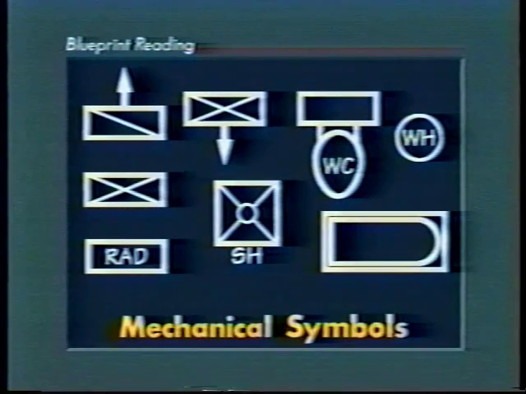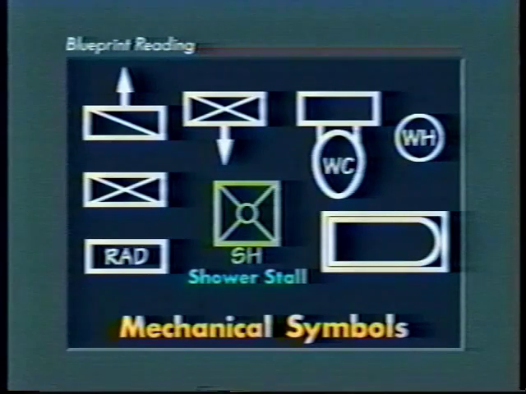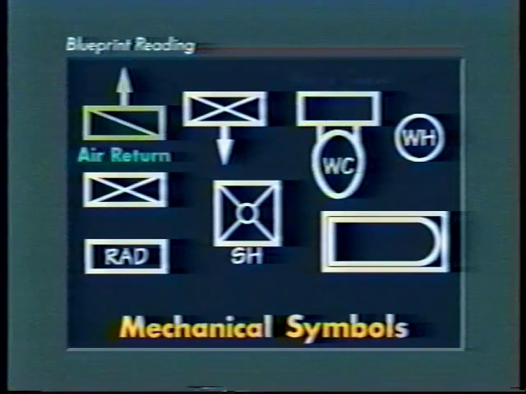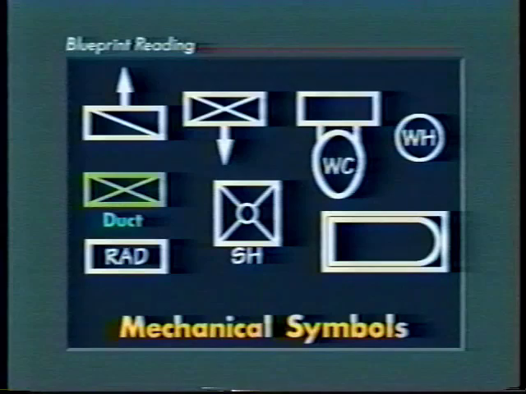Mechanical symbols on blueprints include plumbing, air conditioning, and heating. These symbols are found on the architectural floor plan, the architectural ceiling plan, or on the mechanical plan. They may also appear on the heating and ventilation schedules of the building plans. Some common plumbing and heating symbols are water heater, air supply, bathtub, shower stall, duct, water closet, air return, and radiator. Some symbols may have more than one meaning. For example, the symbol for an air supply duct is the same as a floor opening used on the structural drawings.